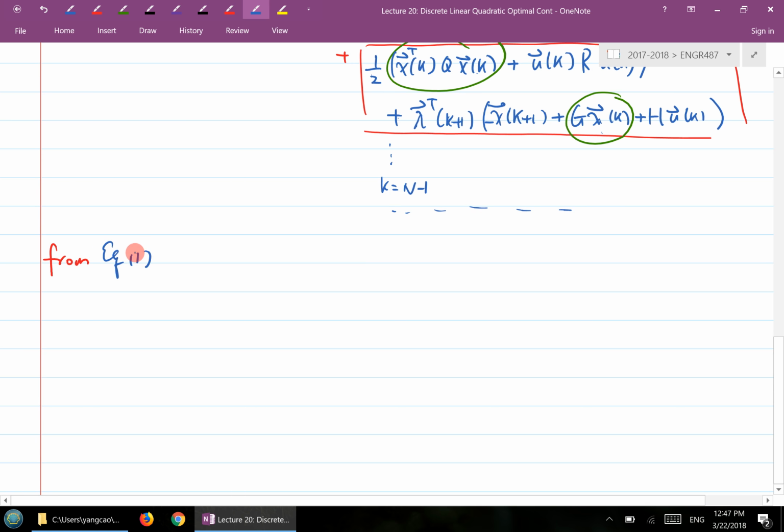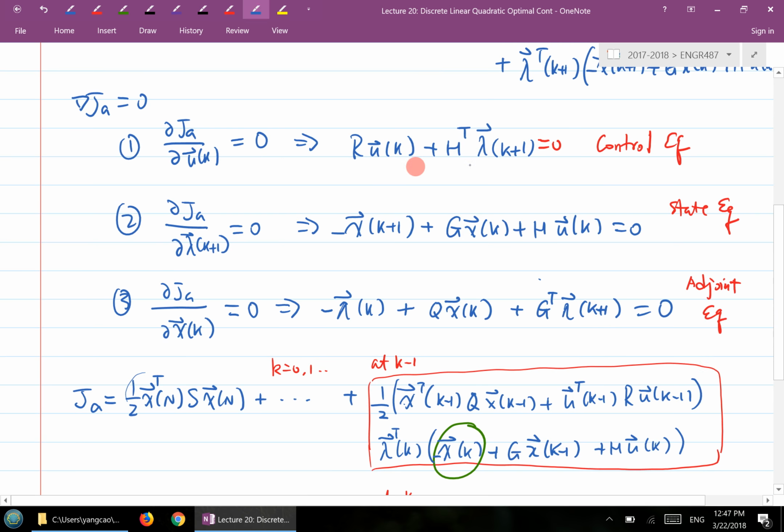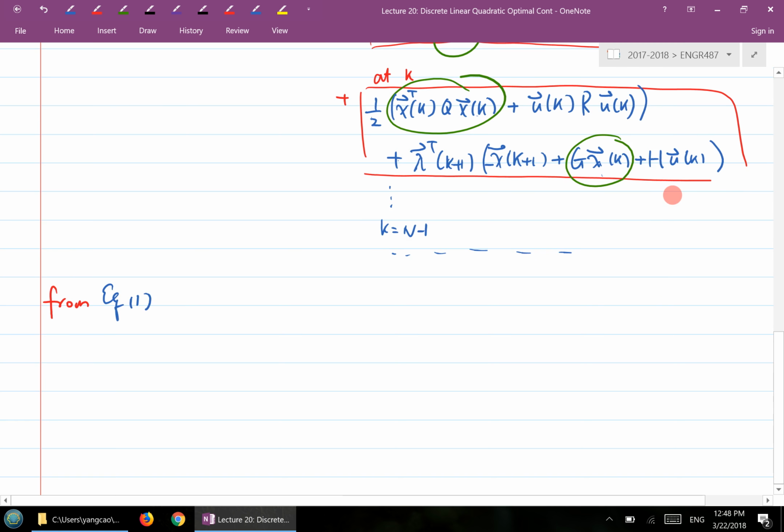Now from equation number 1, the control equation, I'll solve for u. Solving for u basically means moving this term to the right side and then taking the inverse of the matrix R, and then you get the solution for u. So solving for u, we get u of k equal to negative R inverse H transpose lambda k plus 1. I'm going to call this equation number 4.